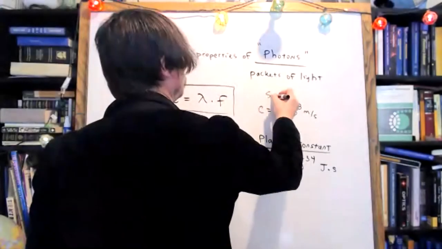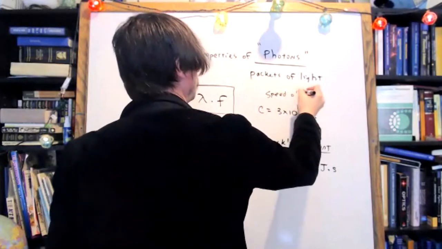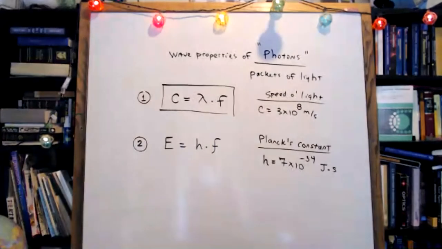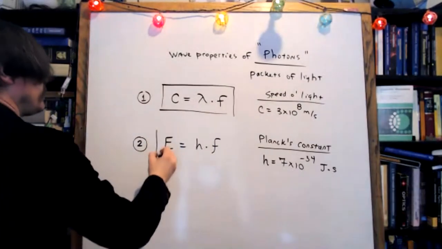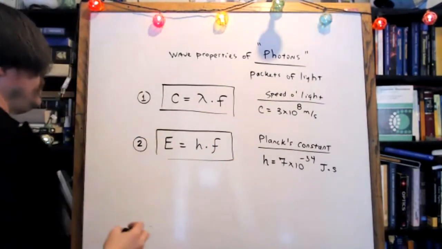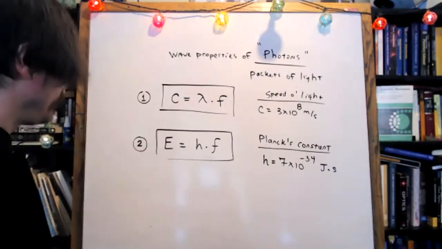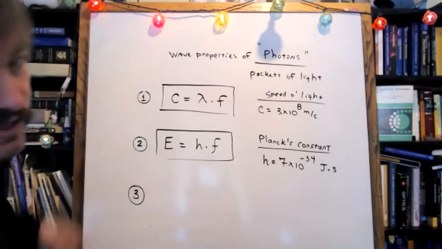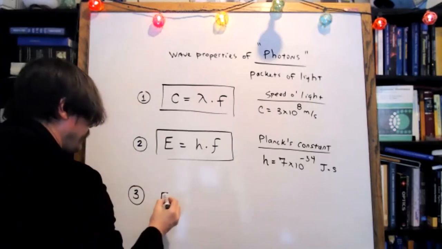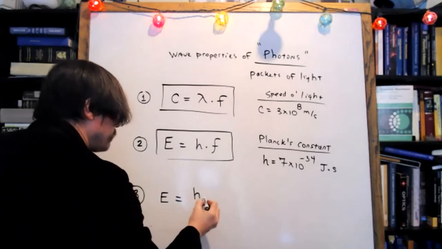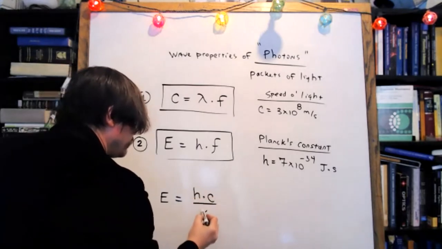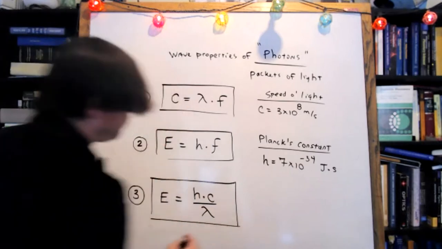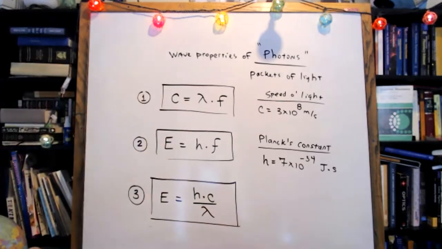This is the speed of light, just for completeness' sake. This formula is also helpful to relate energy, wavelength, and frequency. Today's class, we're going to have a third formula, which is like a combination of the two. The energy of a photon can also be calculated in terms of its wavelength: Planck's constant times the speed of light divided by wavelength.